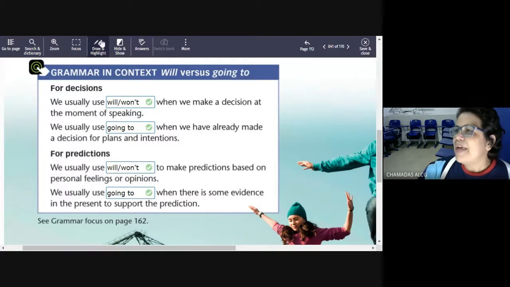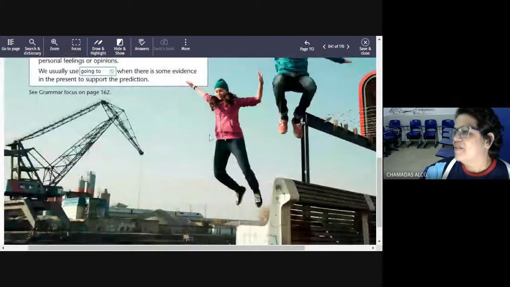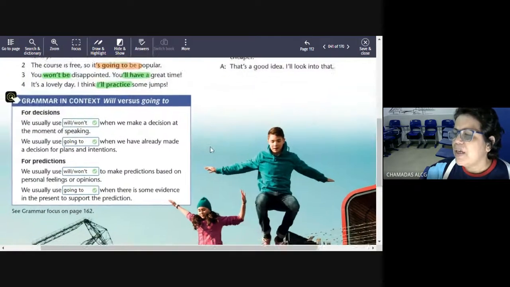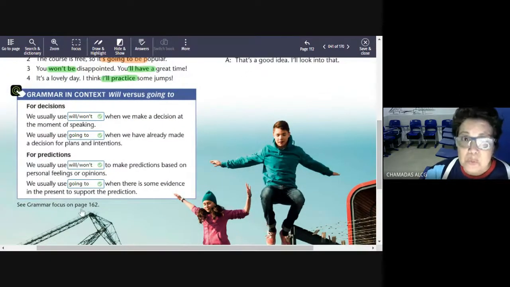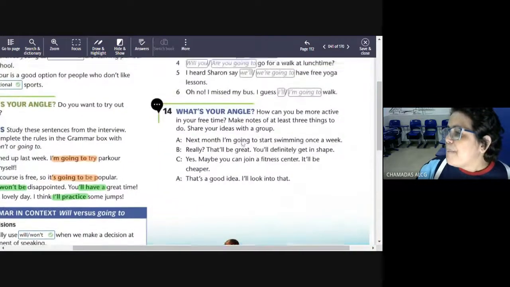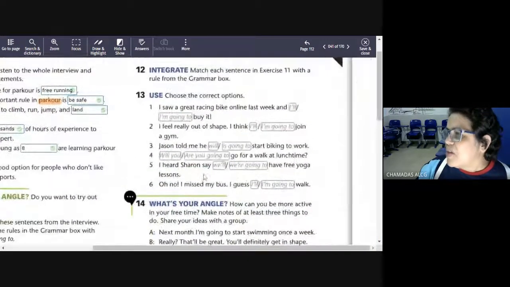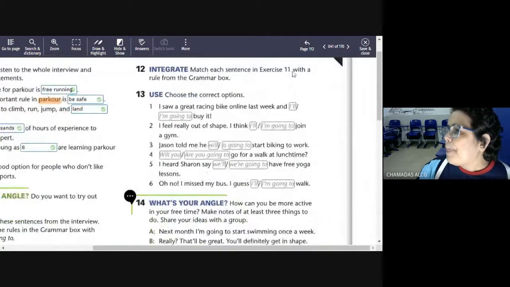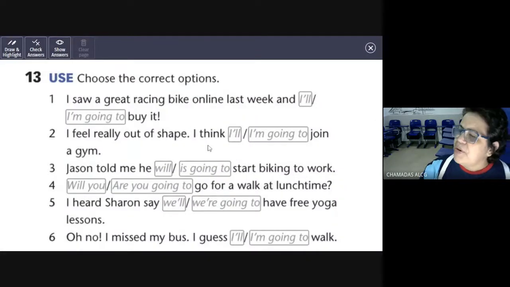Okay, let me move down here. If you need more examples, you can refer to page 162, okay? They have more examples there. Let's do some exercises here, okay? So let's do number 13. Choose the correct options.